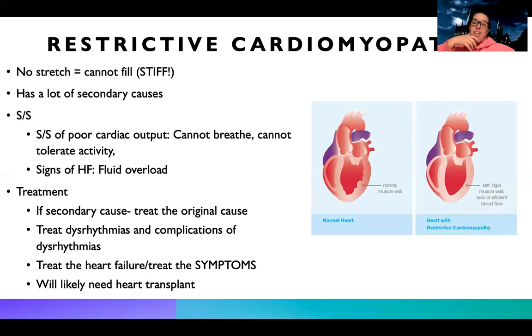Most likely, this patient's going to need a heart transplant because, again, the problem is stiff walls. And a lot of times, again, we don't even know why it's happening. And if there's no secondary cause that we can find and fix, then at the end of the day, this patient has a ventricle that's going to be so stiff, it's never for the rest of their life going to fill the way that they need to get adequate cardiac output.